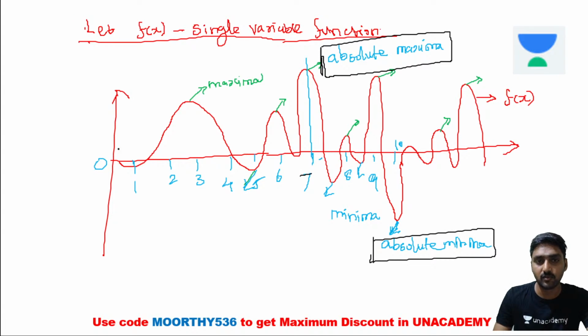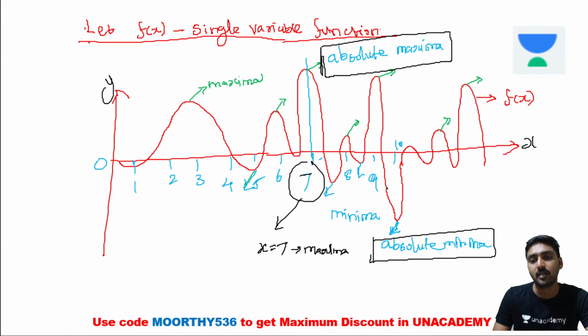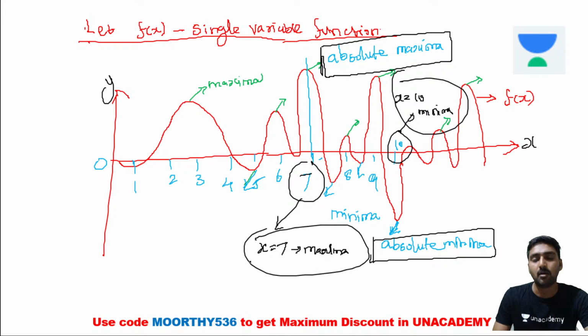If you take this as the y-axis and this as the x-axis, at point 7, at x is equal to 7, we are getting the maxima. Here, at point 10, at x is equal to 10, we are getting the minima. Is it clear? At x is equal to 7, we are getting maxima.